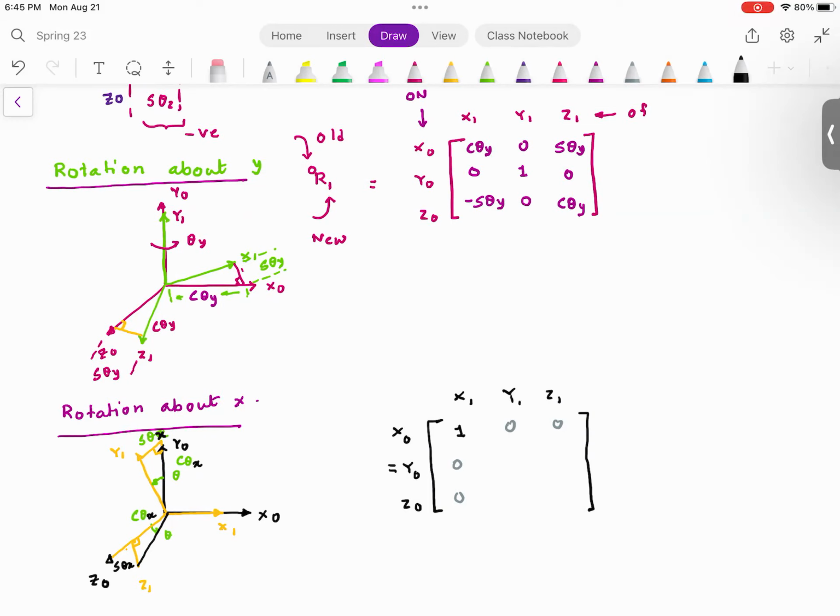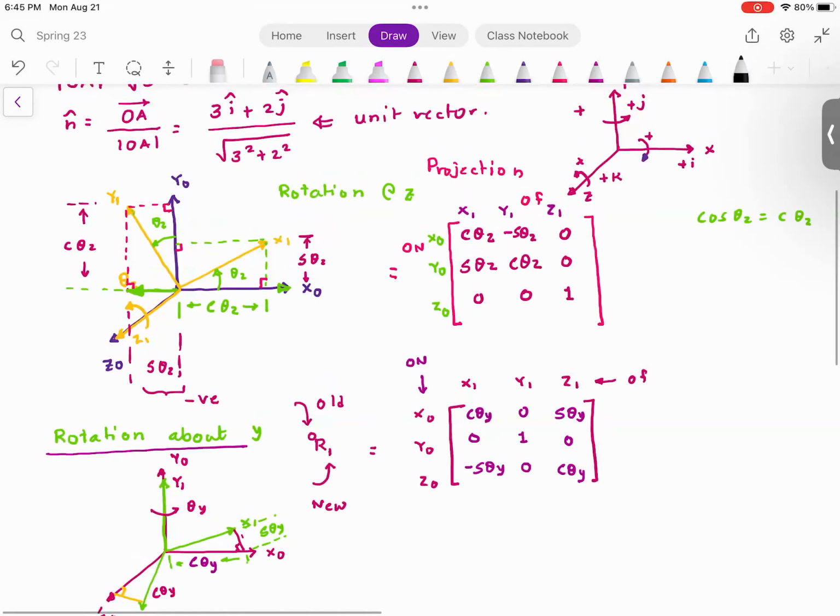Next, projection of y1 onto y0 is cosine theta x. Projection of y1 onto z0 is sine theta x. Projection of z1 on y0 is minus sine theta x. Projection of z1 on z0 is cosine theta x. And again, this transformation is going from frame 0 on to frame 1. Everyone understood this?